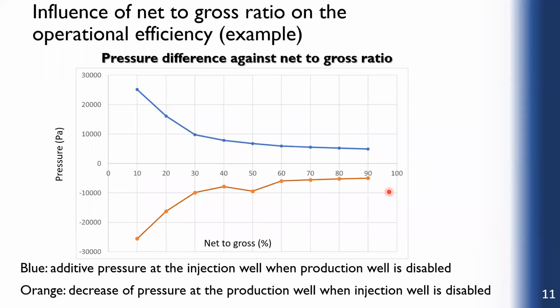One of the results, one example, was the influence of the net to gross ratio on the operational efficiency. You can see on the figure, the top, the blue curve shows the additive pressure at the injection well when the production well is disabled, while the orange shows the decrease of pressure at the production well when the injection well is disabled. So it means that with low net to gross, high excess pressure is caused by the injection well, and similarly, the production causes a stronger decrease in pressure when the net to gross is low.